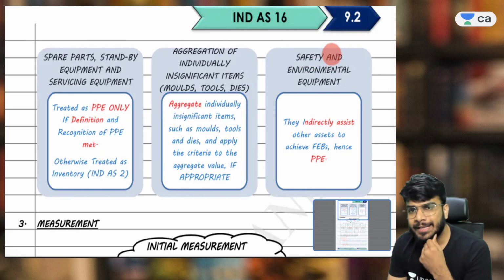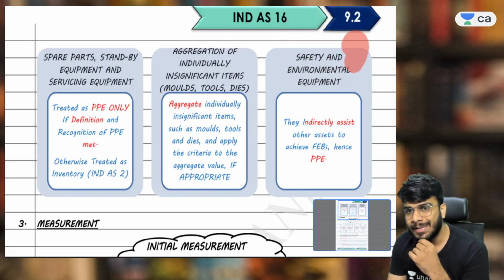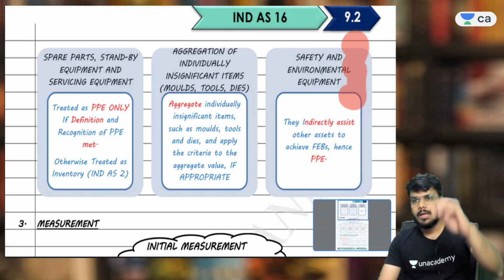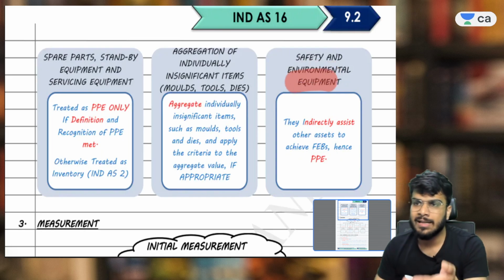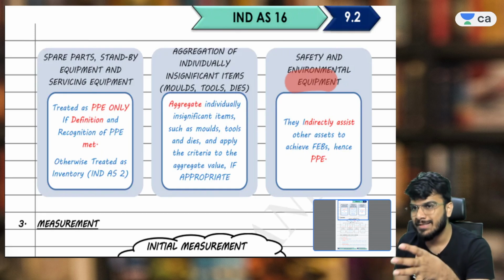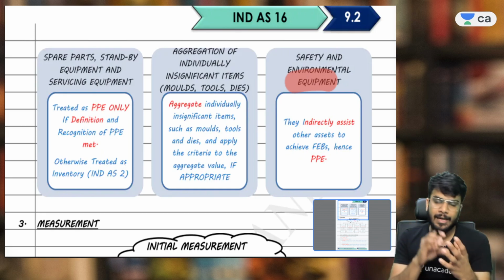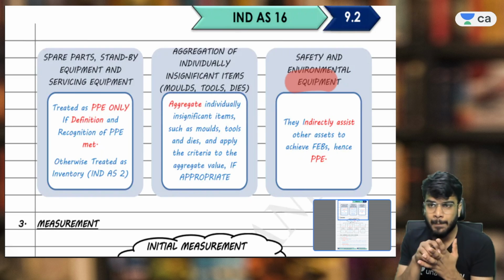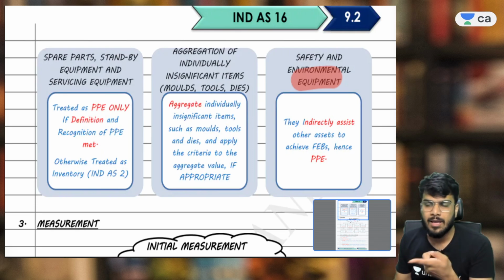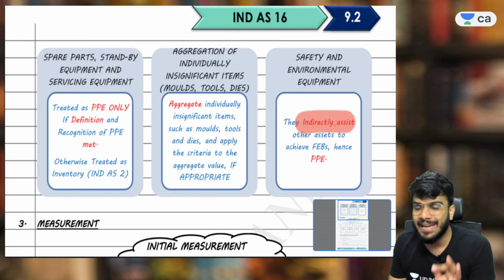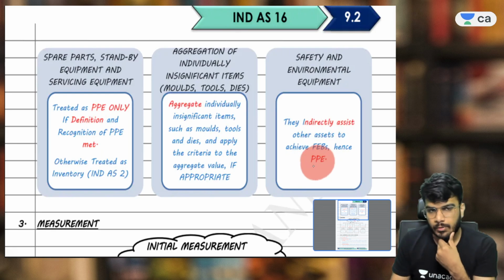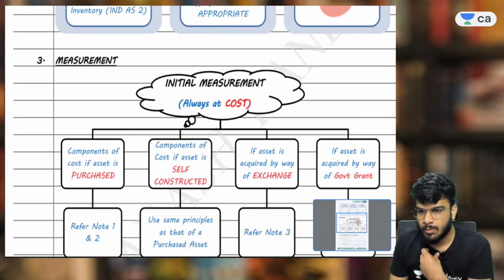The third point is safety and environmental equipment. Whether such safety and environmental equipment should be classified as PPE or not. The standard says these environmental equipments do not result in any direct output, but definitely they assist your other PP to achieve their output. Why? Because let's say, for example, the government has a regulation in your locality that if you don't install this pollution control equipment, you will have to pay a certain penalty. That means this equipment is assisting other PPs to achieve their output. Because they indirectly assist other assets, therefore it will be classified as PPE, right? Okay. So this was the guidance note which was provided.